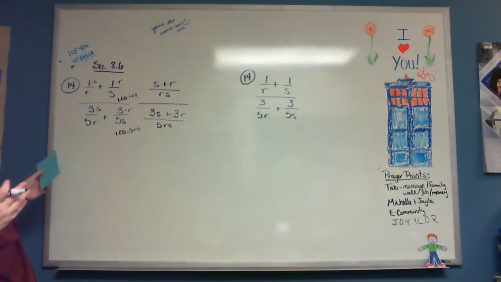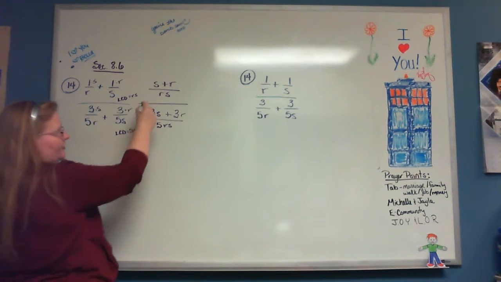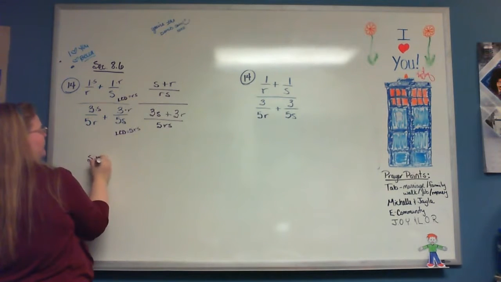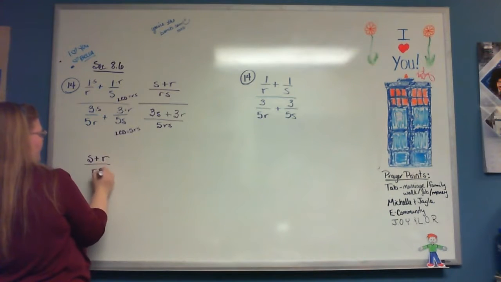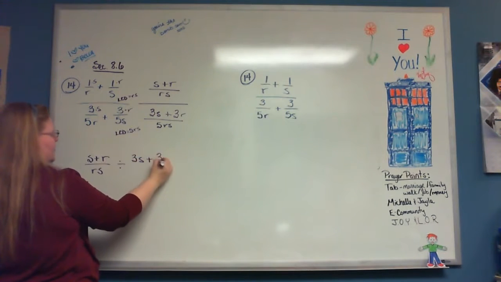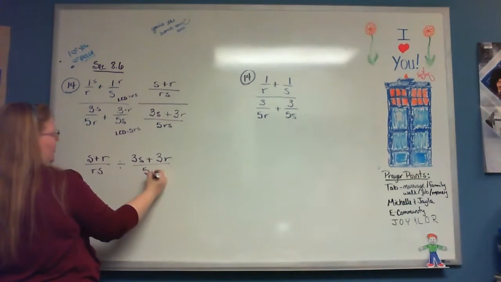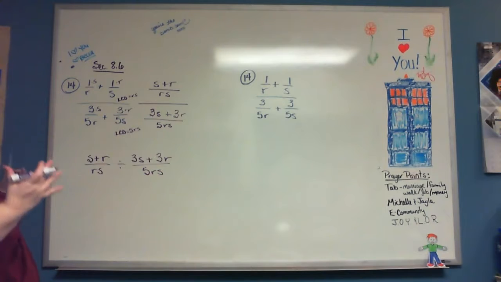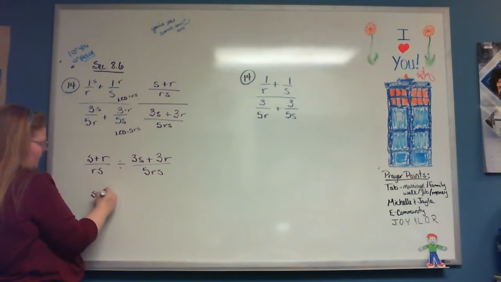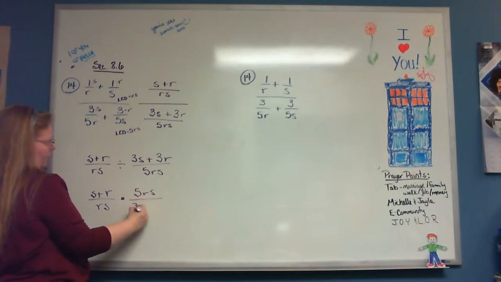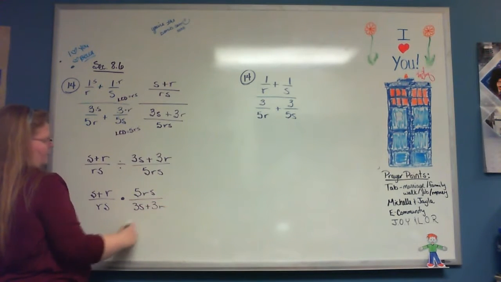Then, since that's really a division problem, this divided by that, that's what I'm going to write it like. S plus R over RS divided by 3S plus 3R over 5RS. Only when we have a division problem, we learn that you really flip it over and multiply. So that's like S plus R over RS times 5RS over 3S plus 3R.